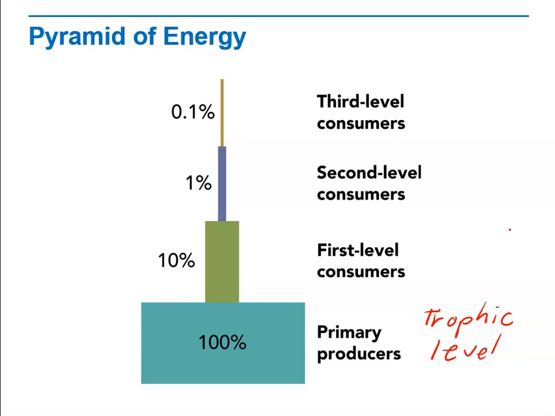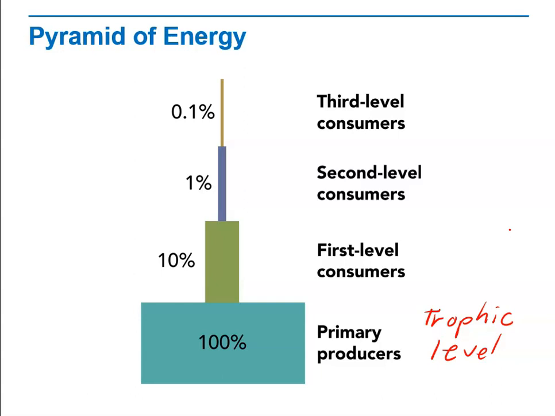This 100% represents the starting energy that is available to the primary producers. Now, just to live, those primary producers are going to use most of that energy, but about 10% of it will be available to the first level consumers. So when the herbivores eat the primary producers, they only get about 10% of the energy that the primary producers have. But then they need to use about 90% of that to sustain their life processes.